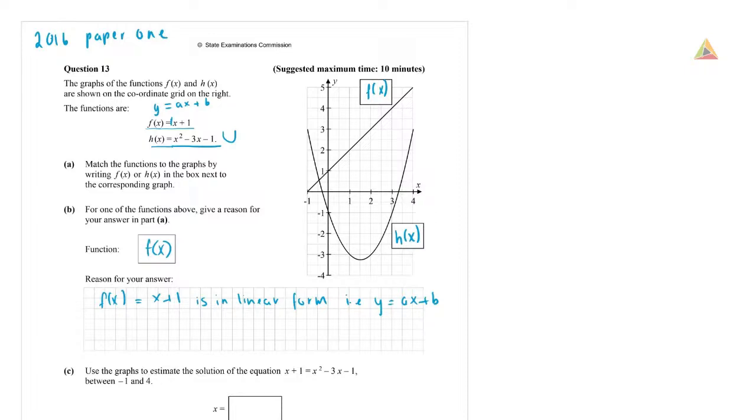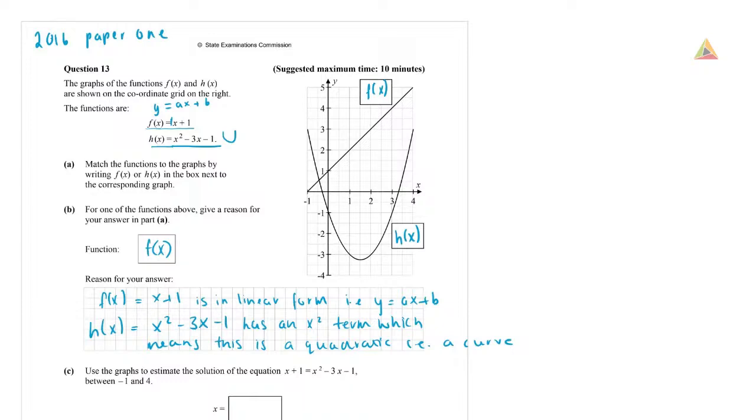Now, if you wanted to talk about the h of x, so h of x is equal to x squared minus 3x minus 1. So it has an x squared term, which means this is a quadratic, i.e. a curve. So either of those would be okay to answer there.